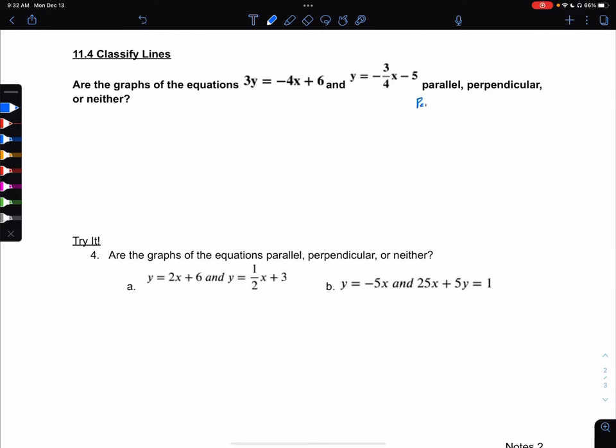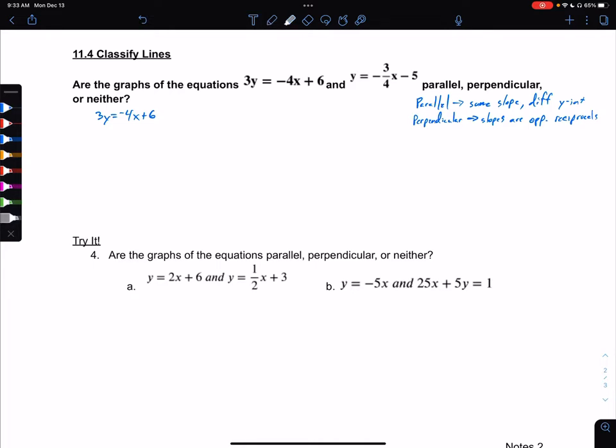So let's remember that parallel lines have the same slope and different y-intercepts, and perpendicular lines have slopes that are opposite reciprocals. So what we want to do is compare the slope of each equation. We'll take the first equation, 3y equals negative 4x plus 6, and figure out the slope.